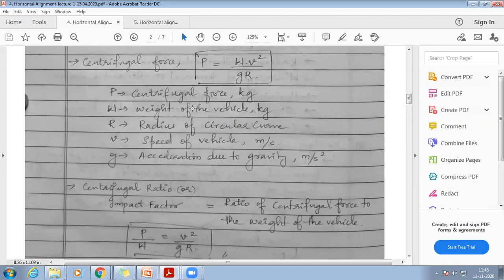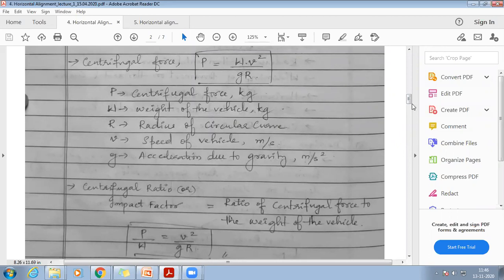So as I said, even if you traverse through a horizontal curve, you feel as though some force is pushing you, pushing the vehicle outside. This is opposed by the frictional force. So when the centrifugal force tends to pull the vehicle outside, the frictional force tends to pull the vehicle inside. So both are counteracted or balanced.